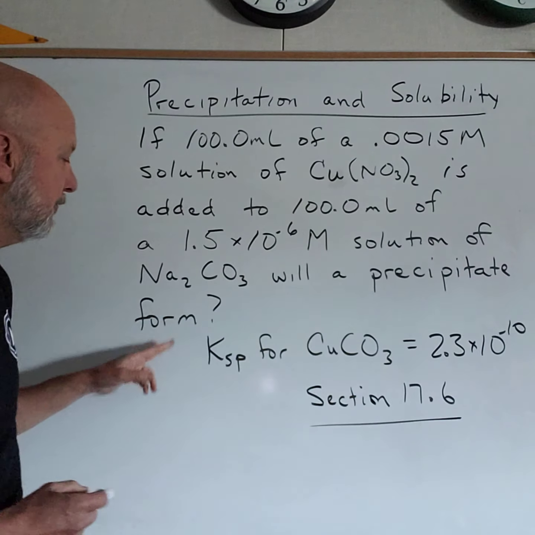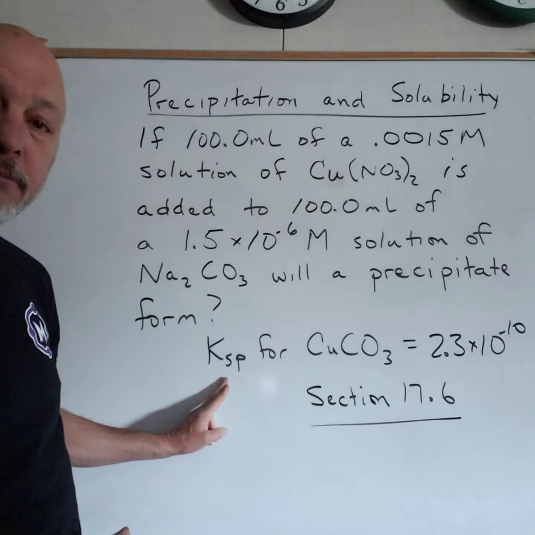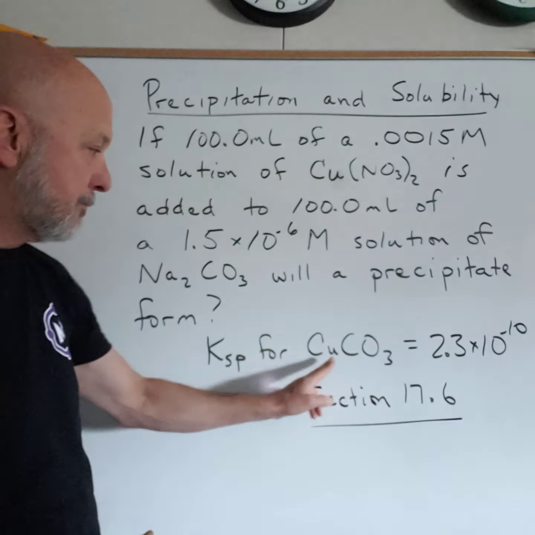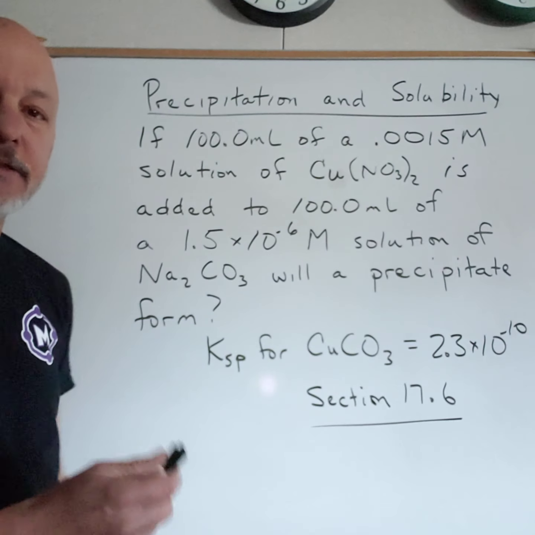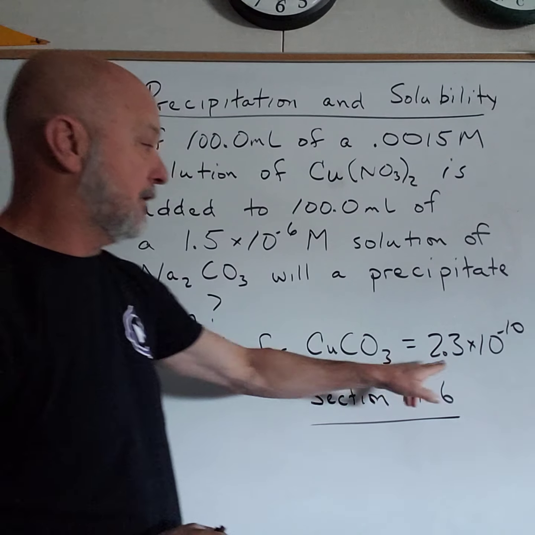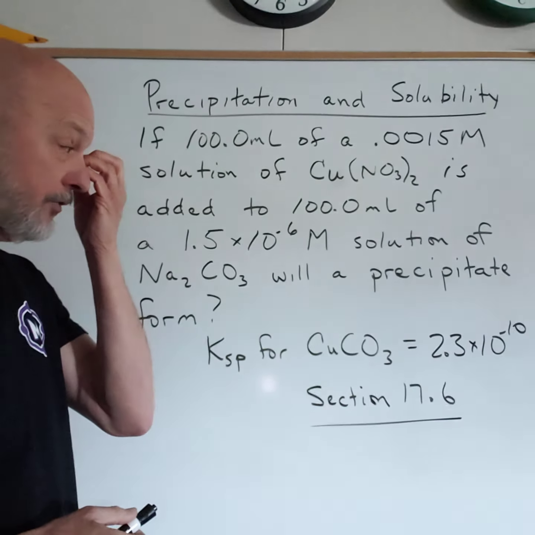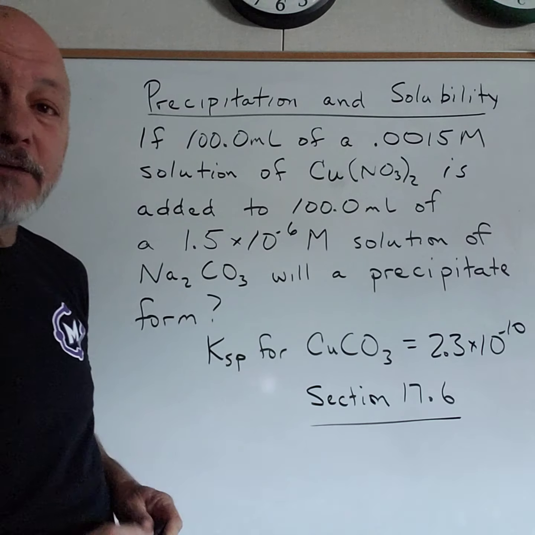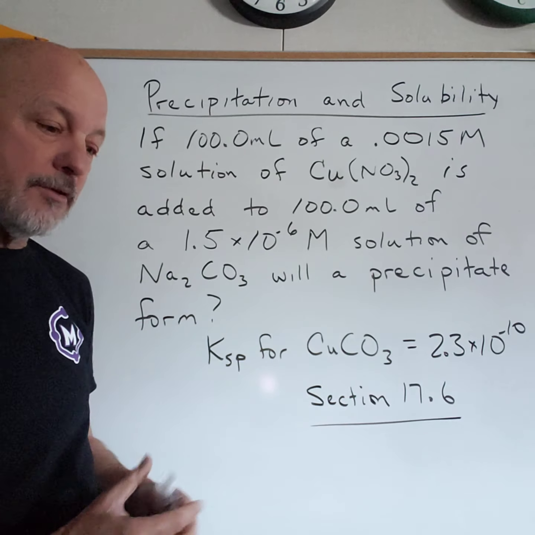I'm given this also for the problem. The equilibrium constant, or the solubility product constant, for copper 2 carbonate is 2.3 times 10 to the minus 10. I got that from Appendix D. So this is a very insoluble compound, right? 10 to the minus 10. So this will form precipitates easily. Do I have enough, though, for me to have a precipitate? That's what this is about.